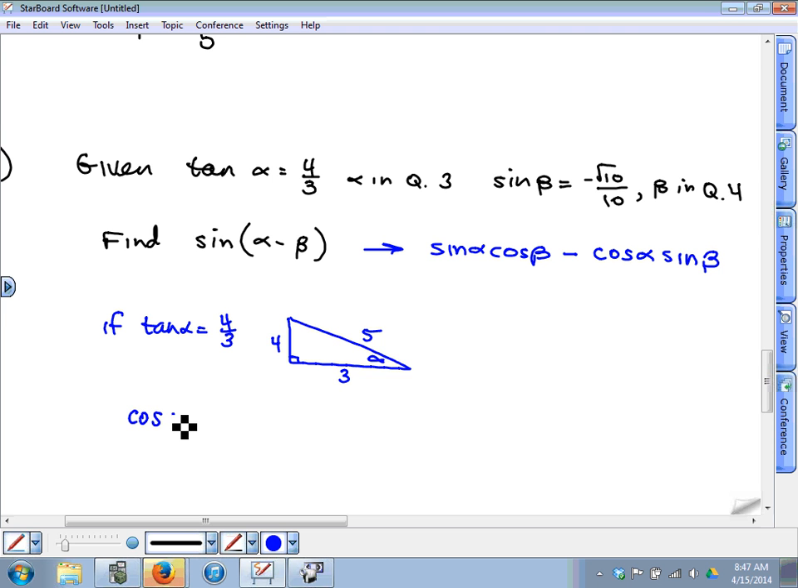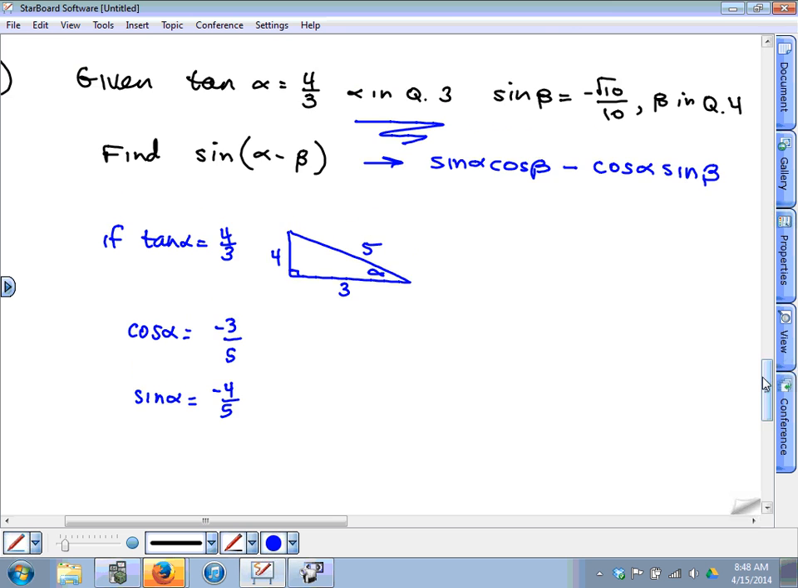So then cosine of alpha and sine of alpha can now be easily found from this nicely drawn right triangle here. What's cosine of alpha? It has to be negative 3/5, because it's in the third quadrant, right? The sine is negative 4/5, negative also because alpha is in quadrant 3, and both the cosine and sine are negative in quadrant 3.